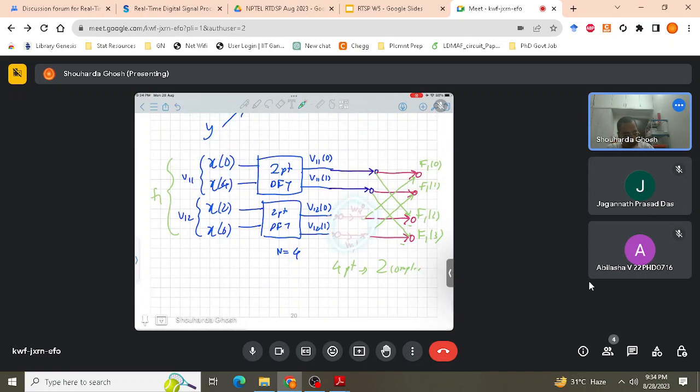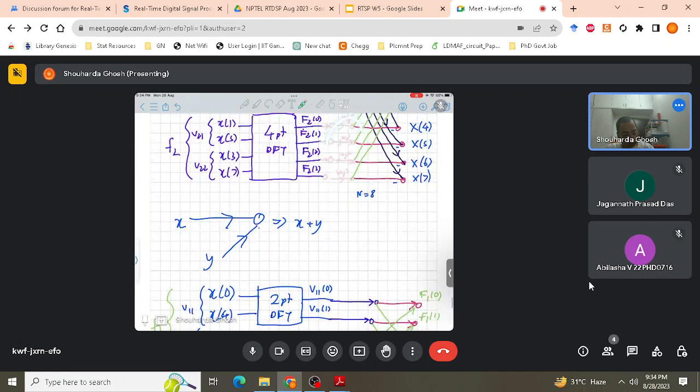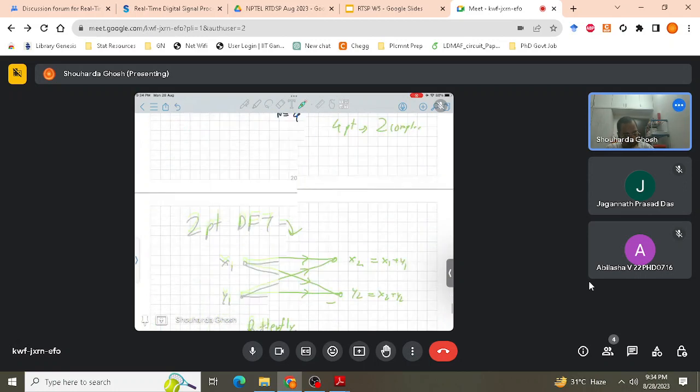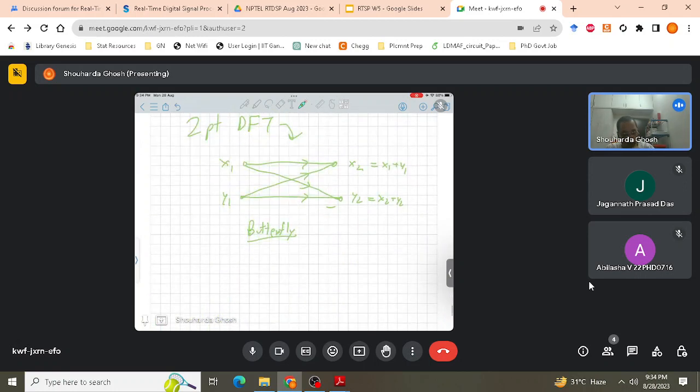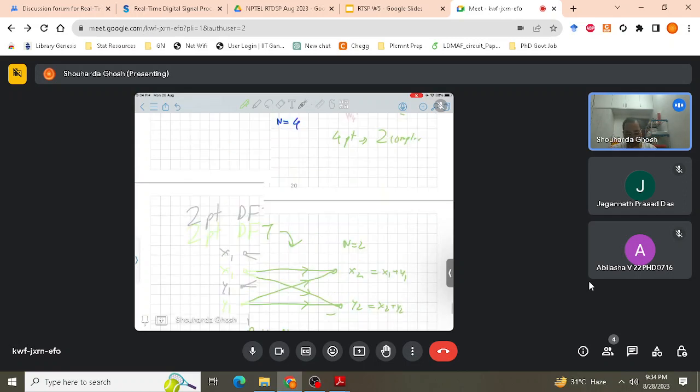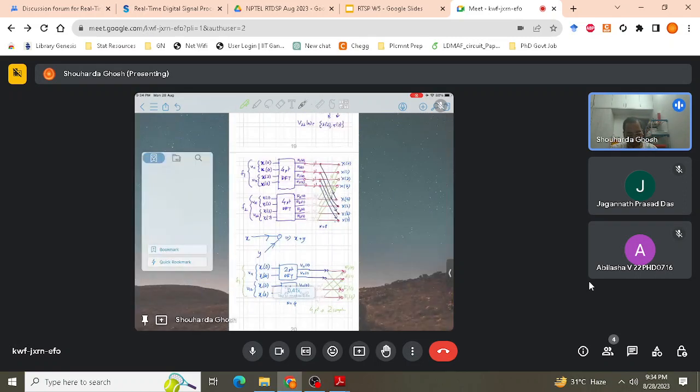These are twiddle factors. These are also twiddle factors. Even in this case, since it's a 2-point DFT, there will also be a twiddle factor. Here it's n equal to 2. So we'll have twiddle factors W2 of 0 and W2 of 1. But W2 of 0 is actually 1, and W2 of 1 is minus 1, so we don't show them. So actually FFT is full of butterflies.